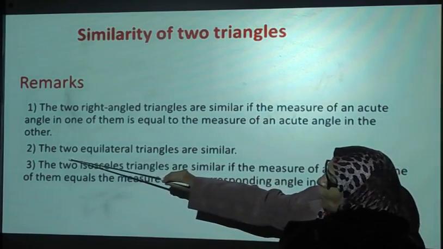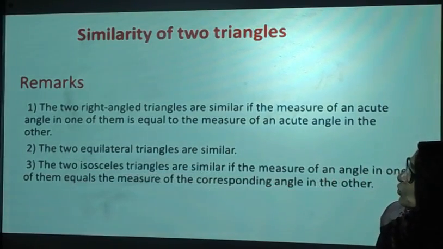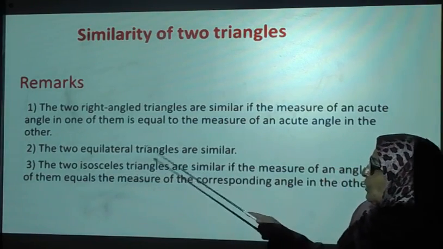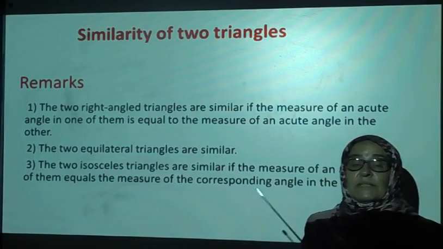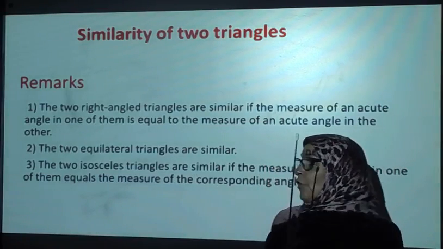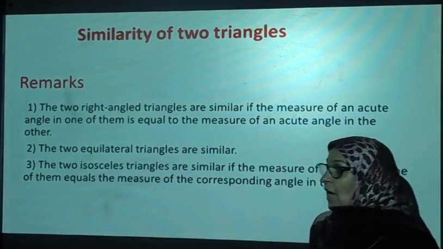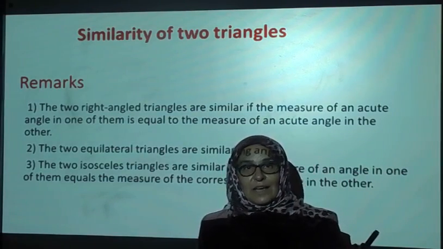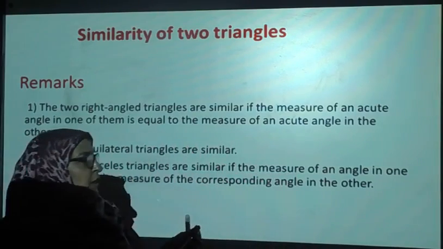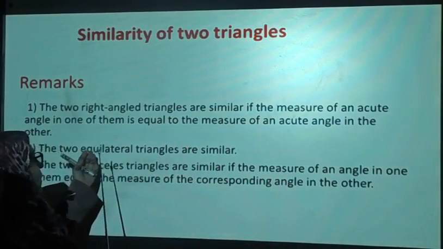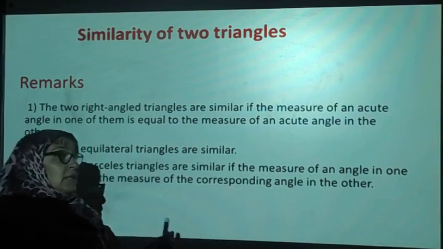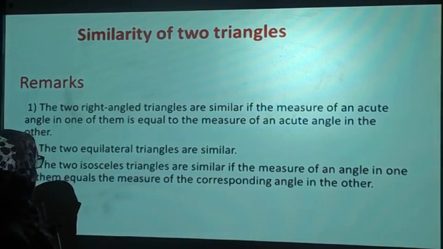Here is another important remark: two equilateral triangles are similar. Equilateral means we have three sides equal in length. Therefore, the equilateral triangle has three equal angles, each equal to 60 degrees. So, two equilateral triangles, whatever the length of their sides is, are similar.